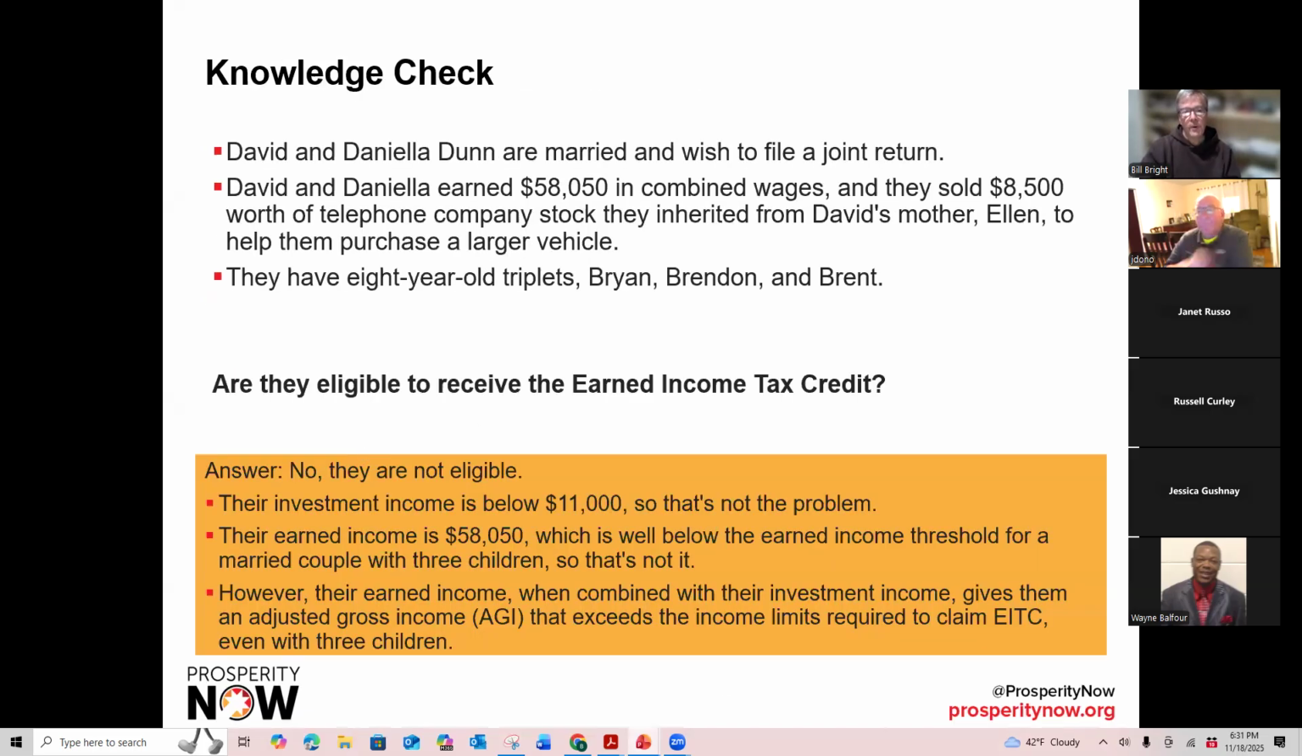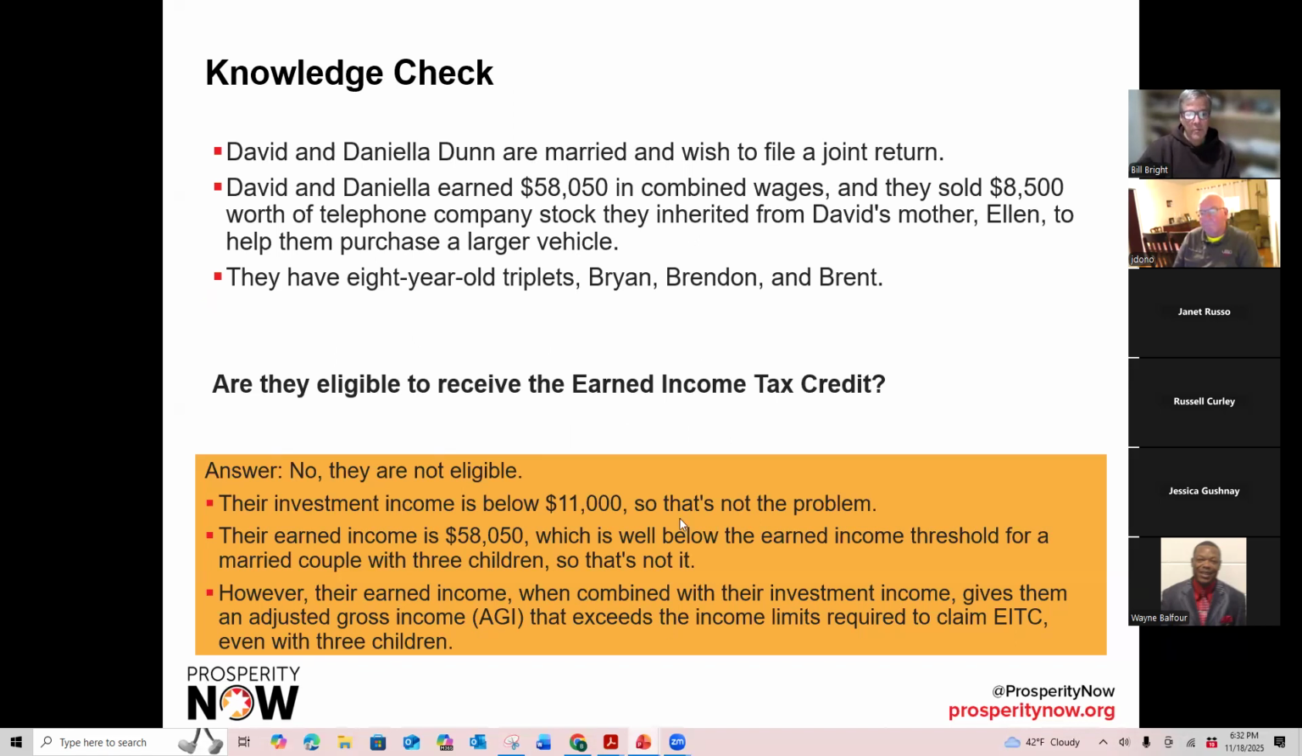So here's a situation. David and Daniela are married and wish to file a joint return. They earned 58,000 in combined wages, and they sold $8,500 worth of telephone company stock they inherited from David's mother to help purchase a large vehicle. They have 8-year-old triplets. Are they eligible to receive the earned income credit?